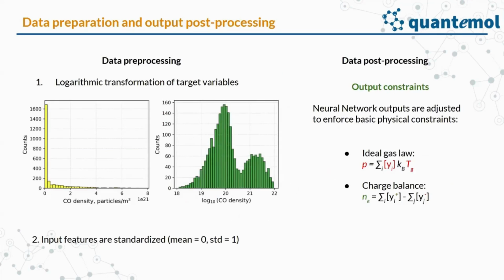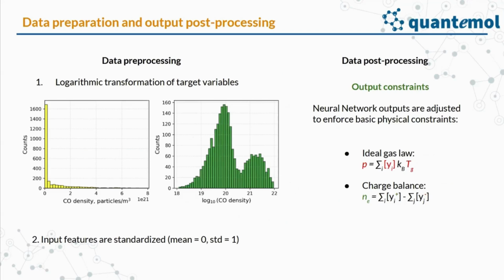Okay, so before training the neural network, we needed to perform some pre-processing steps. First, all the density distributions in our data set looked like that. They were highly right-skewed, and this is not ideal for machine learning. So we needed to perform a logarithmic transformation.